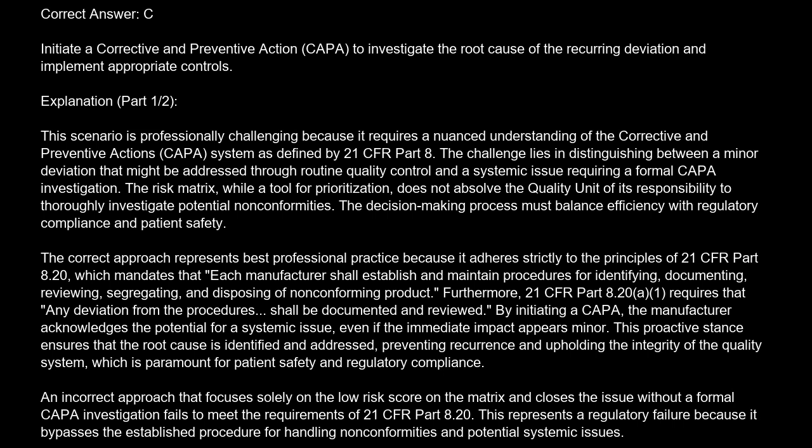The challenge lies in distinguishing between a minor deviation that might be addressed through routine quality control and a systemic issue requiring a formal CAPA investigation. The risk matrix, while a tool for prioritization, does not absolve the quality unit of its responsibility to thoroughly investigate potential nonconformities. The decision-making process must balance efficiency with regulatory compliance and patient safety.